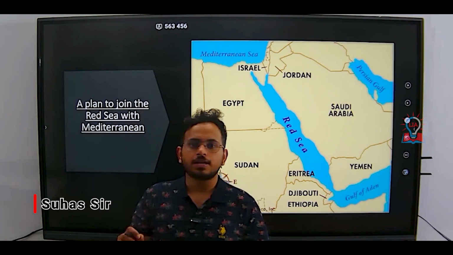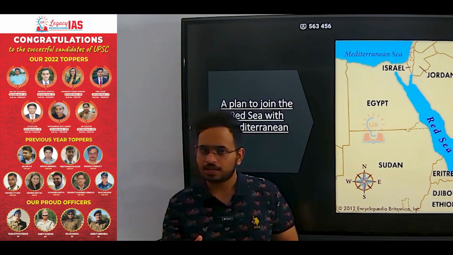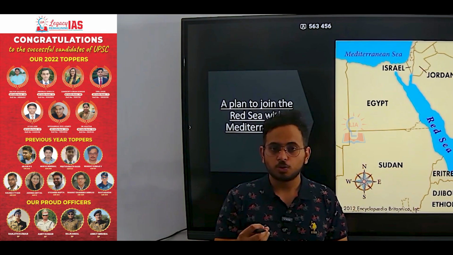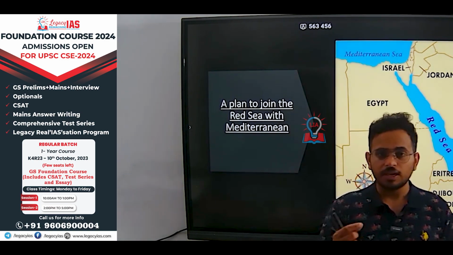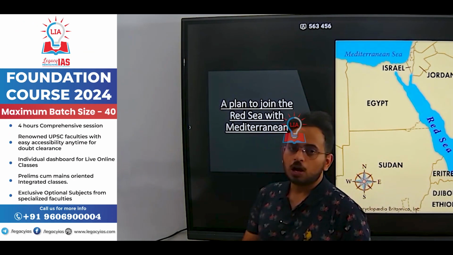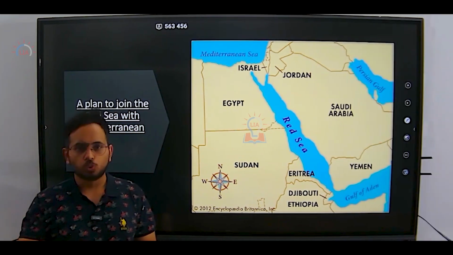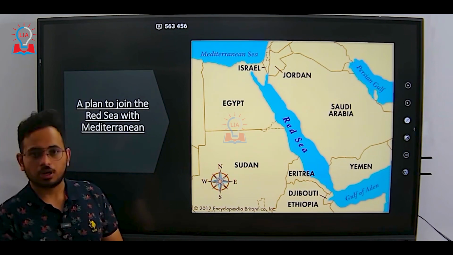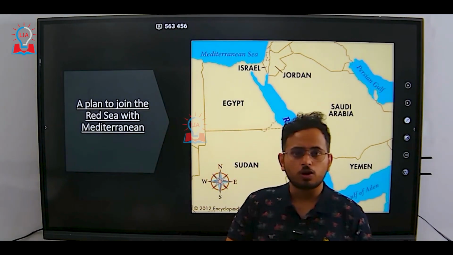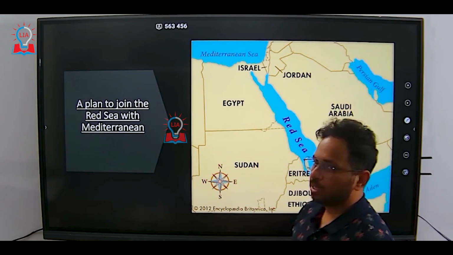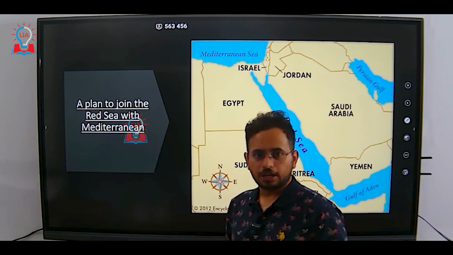Recently, after Israel attacked a very small part of Palestine, also called the Gaza Strip, towards the southern side of Israel, one more debate emerged in international geopolitics: how are we going about exploring an alternative route to something called the Suez Canal. In this context, we will be talking about the possibilities, a plan to join the Red Sea and the Mediterranean Sea.